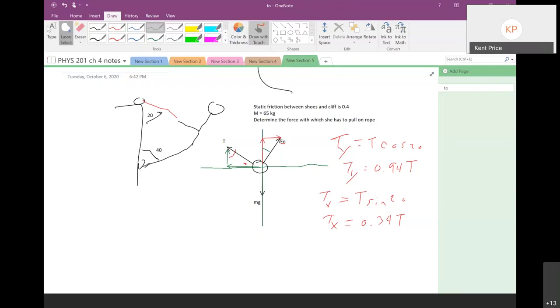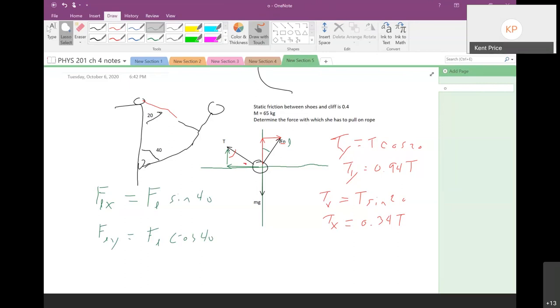Okay, now I have the x component of the woman's leg force. No, I said Fn, but it's actually F leg. The x component of the woman's leg force, since the x component is opposite, is going to be the leg force times sine of 40, and the y component of the leg force is equal to F leg times the cosine of 40. So go ahead and plug those in.